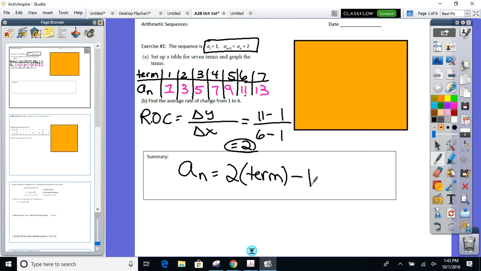So, could you find the 100th term without doing plus 2, plus 2, plus 2, plus 2 in your calculator? Yeah. Could you find the 100th term probably in about 5 seconds? What would you plug in for the term here? 100. 2 times 100 minus 1, you'd find the 100th term like that. Okay, not bad, right? Because that's a heck of a lot better than doing plus 2 over and over.